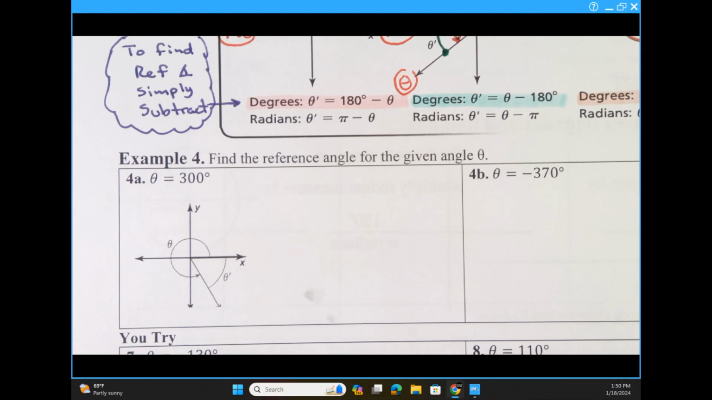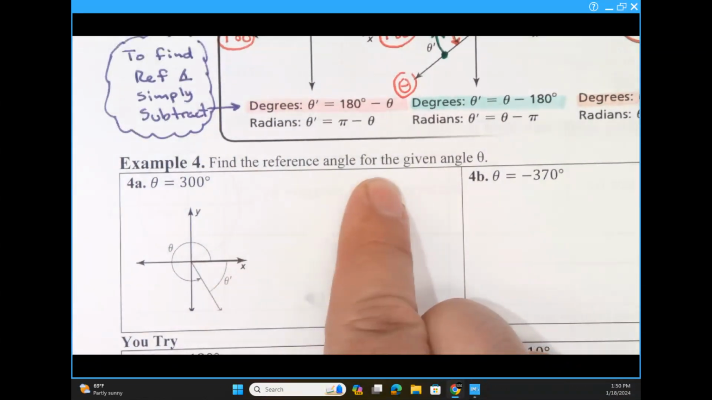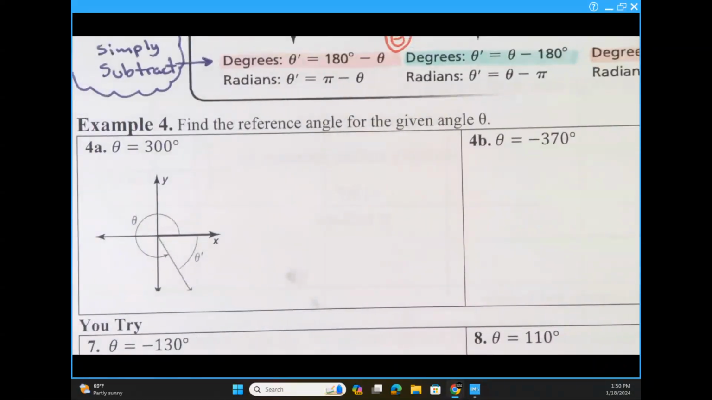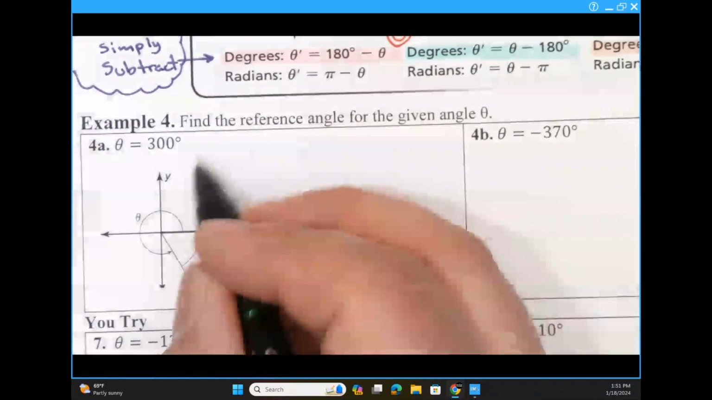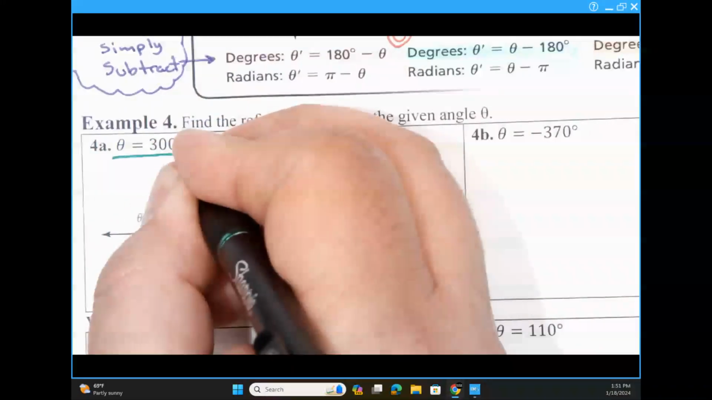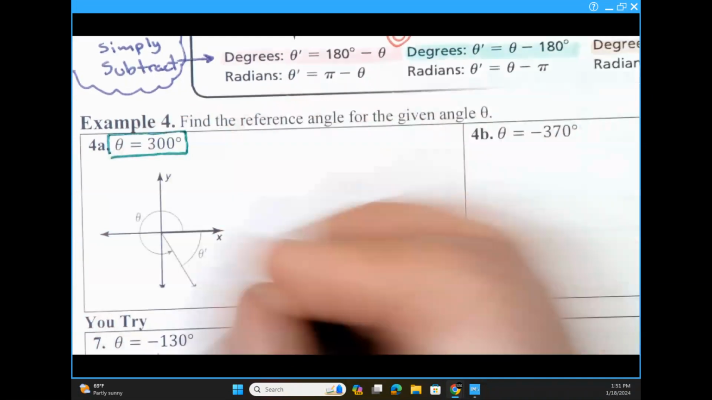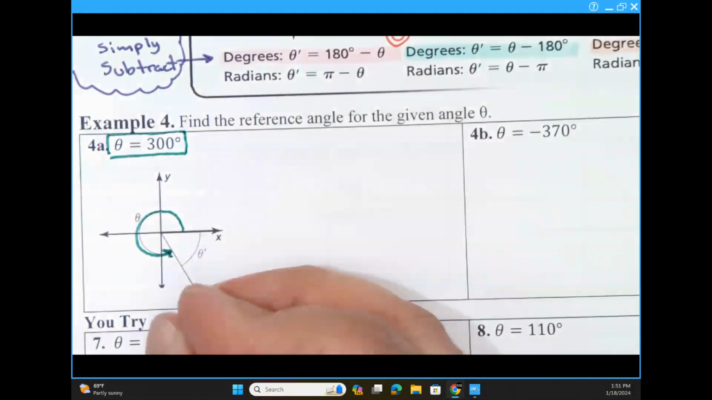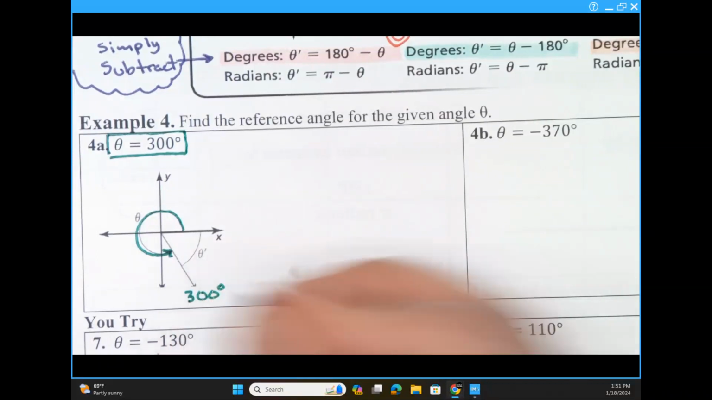All right, so let me show you how it works. It says, find the reference angle for the given angle theta. All right, so they drew it for me, so that was kind of nice of them. They drew this problem for me. So it says, find the reference angle for the given angle theta. They said theta is 300 degrees. Well, they already drew it for me. There's my angle, but I'm going to put the angle marker right here. There's my 300.